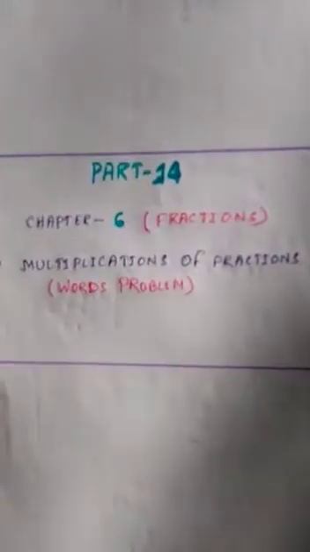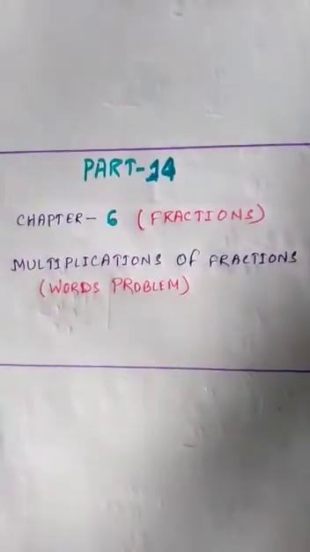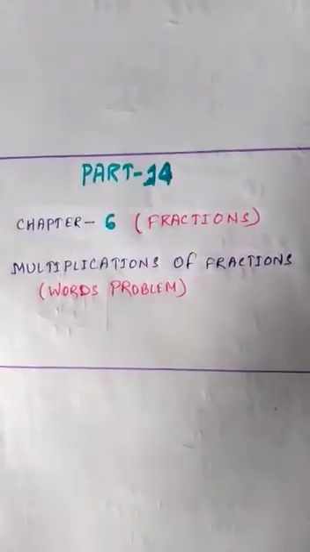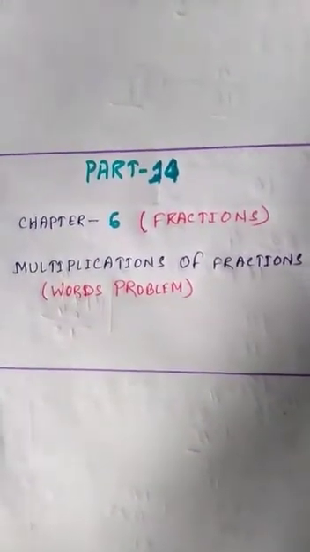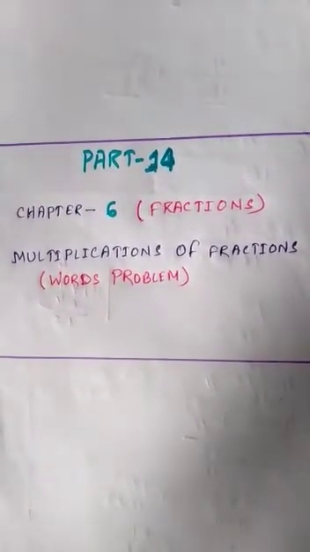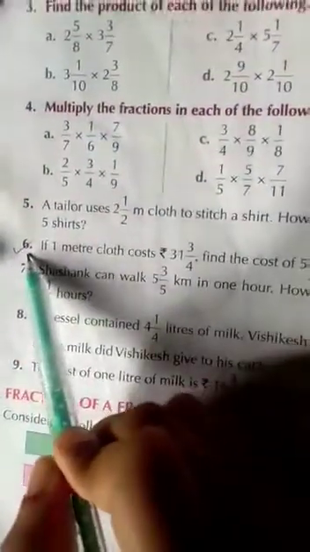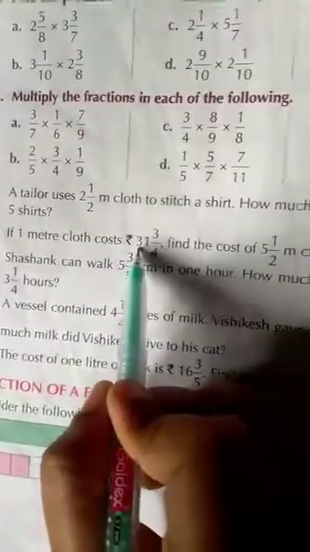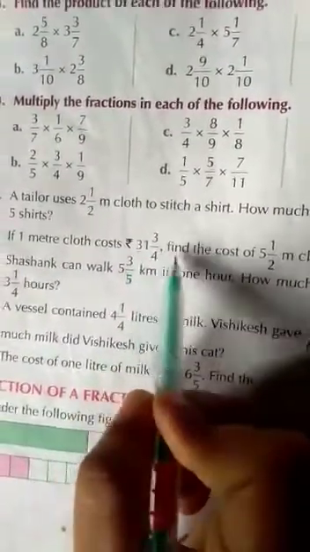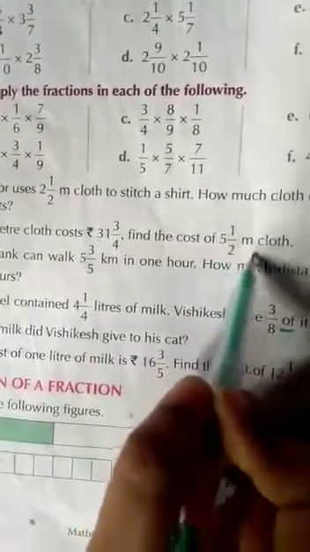So students, today also we are going to continue our exercise number 6.6, and till question number 5 we have done. So today we are going to solve from question number 6 onwards. So let's see. Children, our question number 6 is: if 1 meter of cloth costs rupees 31 and 3 by 4, find the cost of 5 and 1 by 2 meters of cloth.